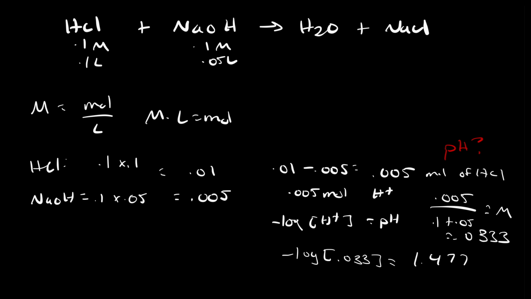So that's how we would solve for strong acid, strong base problems. But let's do another example here where we have more base than acid. So let's use the same formula we had above. Let's use that HCl plus NaOH yields water plus NaCl.